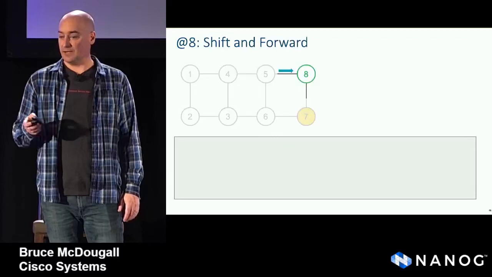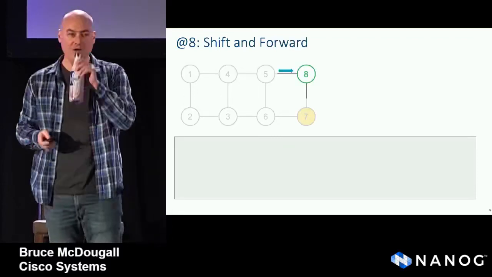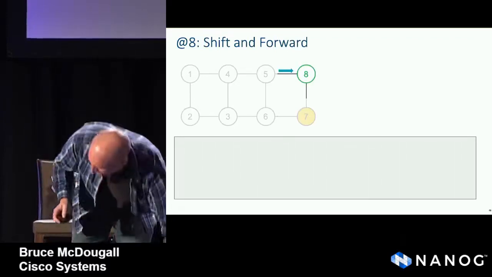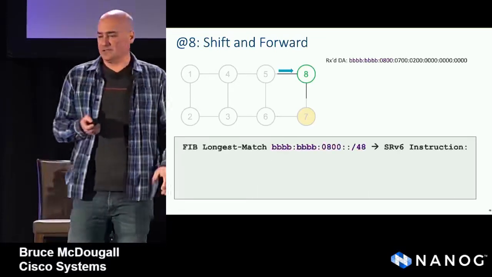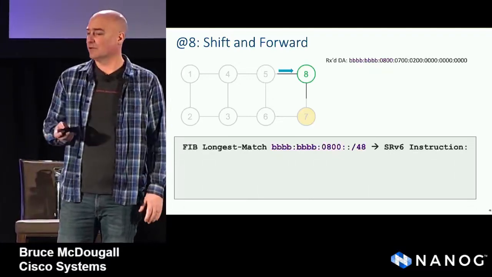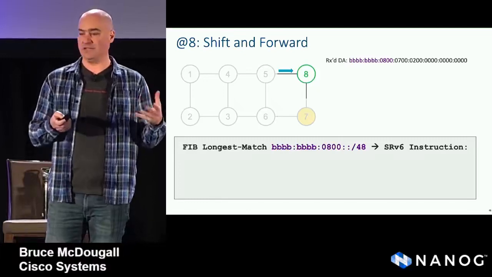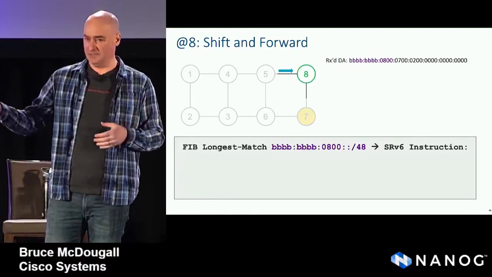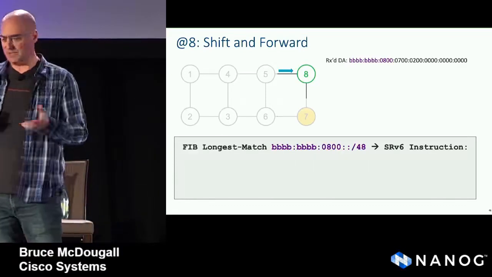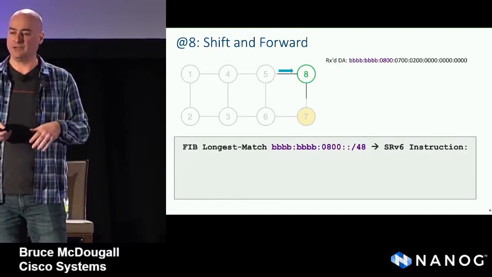All right, so we've arrived at router 8. And this is key, so I'm going to take a drink of water. The shift and forward. Sorry. Packet arrives at router 8, and the destination address that it sees has that 0800 followed by 16-bit microprograms for other routers. It sees itself, though, as 0800, so it's the microprogram locator.